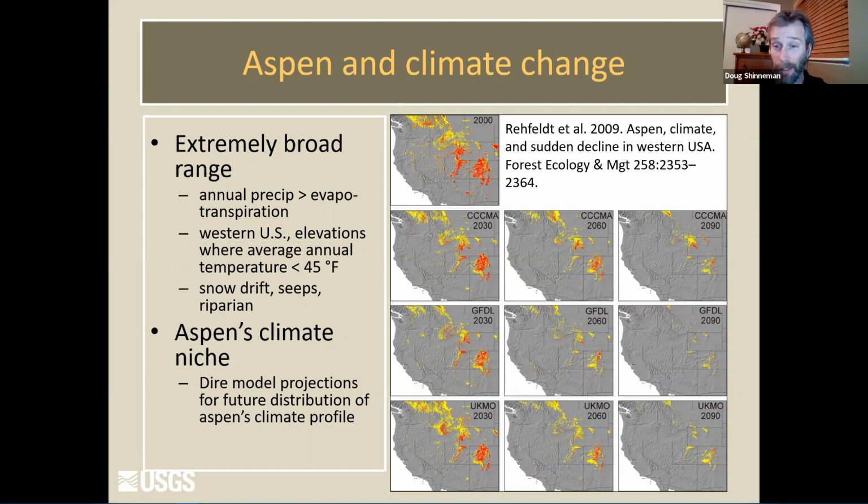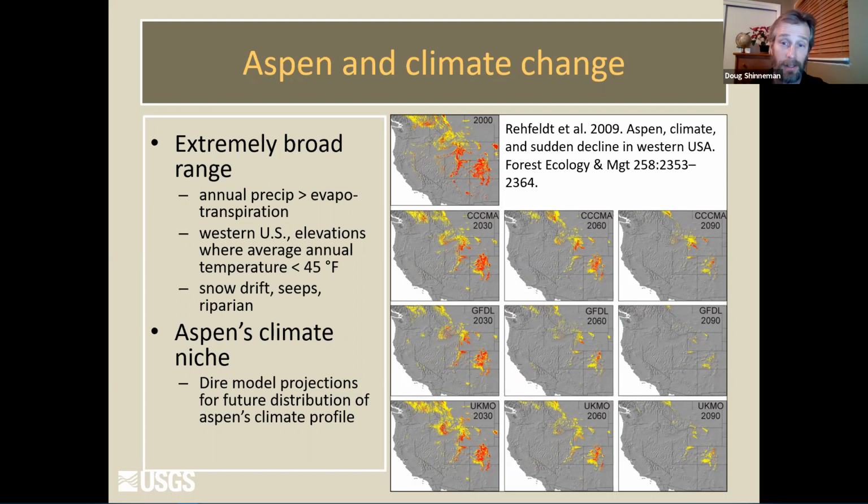However, attempts to more accurately define aspen's climate niche have led to some pretty dire projections of the future distribution of aspen in the West, as shown here by work by Rehfeldt et al., which predicts a virtual disappearance of aspen's climate profile in the Great Basin, and in fact, throughout much of the Western US by as early as 2060, and certainly by 2090, under most of the global climate models that they used.